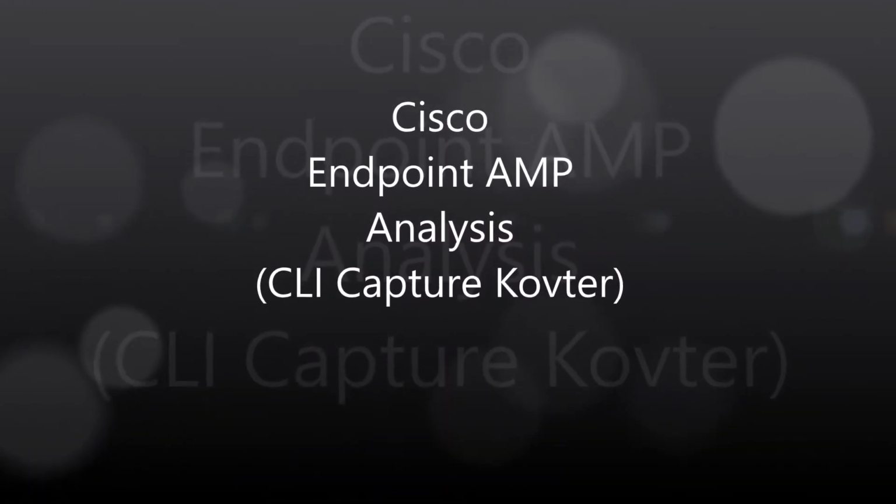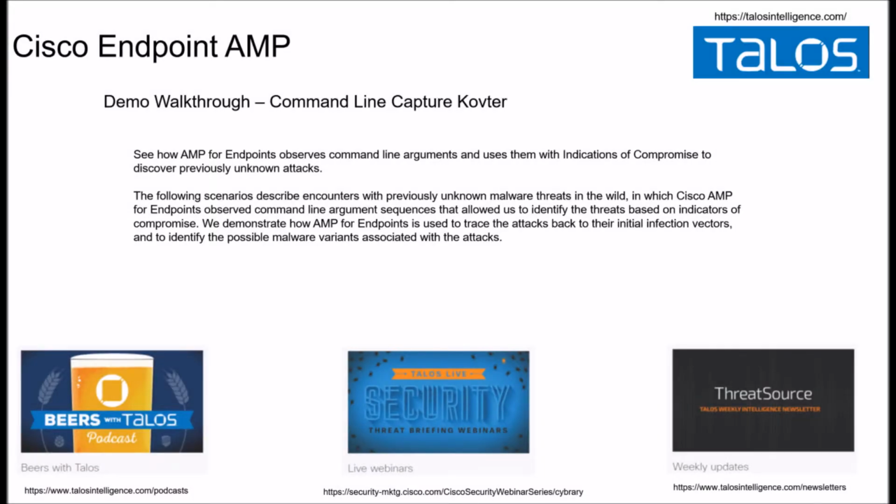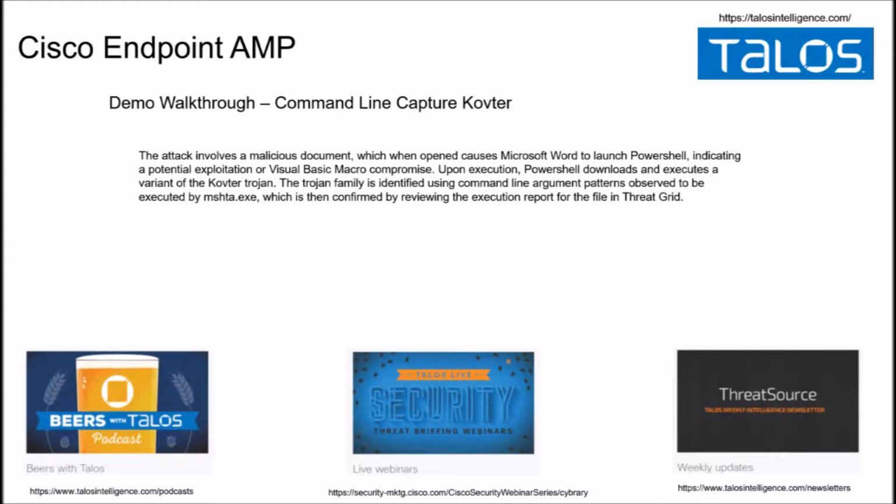Cisco Endpoint AMP Analysis, CLI Capture, Kovter. All right, lots of cool Cisco Talos links. Check them out. Cisco provides the ability to do command line capture and observes these activities against indicators of compromise to discover previously unknown attacks. As the unknown malware attempts to leverage the command line to further compromise an asset, Cisco Endpoint identifies the threat based on IOCs. Pretty cool.